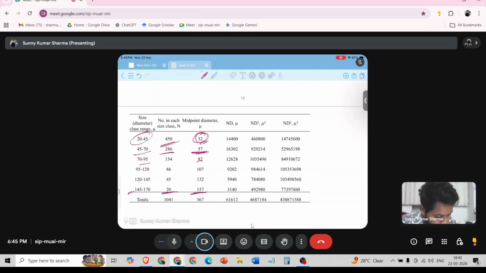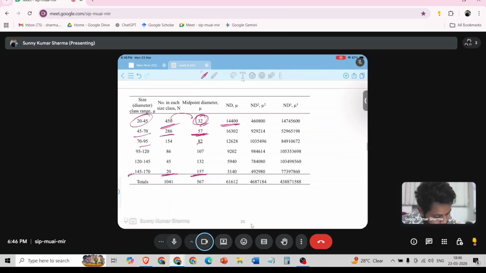So you will multiply n into d, this into this, and you will get this. This is for the arithmetic mean. And this is sigma Ni di square: we square this diameter and multiply with the number of droplets in that class. So 32 square into this one. This is this one. And this is Ni di cube.